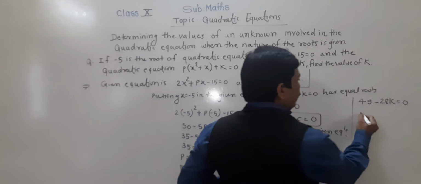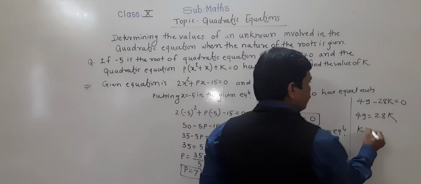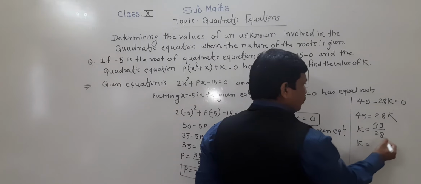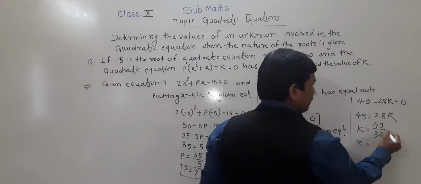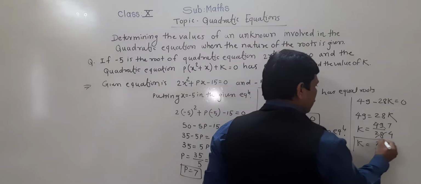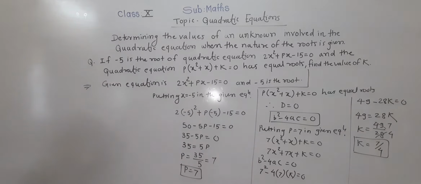So 49 is equal to 28k. So k equals 49 divided by 28. 7 fours are 28, 7 sevens are 49. So 7 by 4. The value of k is 7 by 4. Got it everyone? See carefully once again, I am repeating the procedure which we have done.